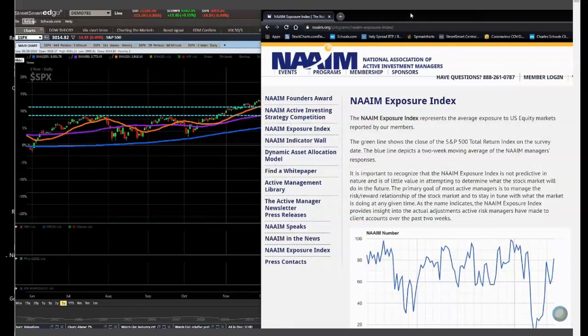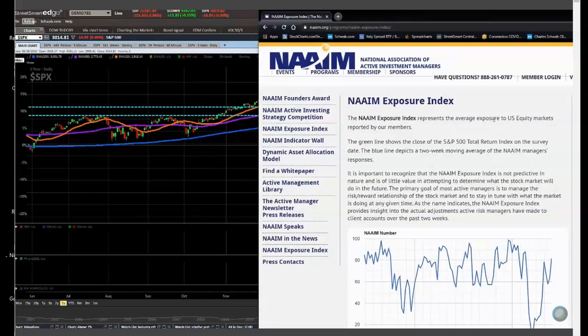Yeah, so this was a weekly measure. This is the equity exposure of the National Association of Active Investment Managers, above 80. That means they're basically 82% exposed. The point I want to make is that these are professionals, theoretically, and theoretically, they know what they're doing.